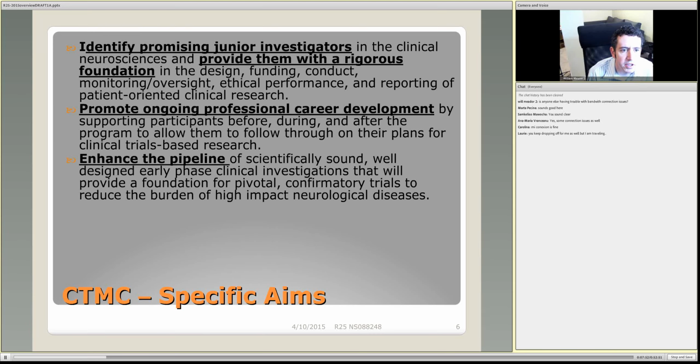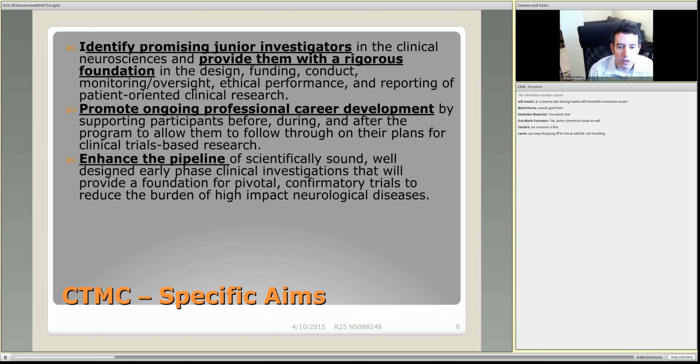So the idea is, we've done the identification, you're here, and we want to provide you with a rigorous foundation in the design, funding, conduct, monitoring, and oversight, ethical performance, and reporting of patient-oriented clinical research, with an emphasis on clinical trials that involve the delivery of some intervention, be it a drug, a device, or behavioral intervention on patients or involved in patient care. In addition, we want to promote ongoing professional career development by supporting you before, during, and after the program to help you follow through on your plans to do clinical trials-based research.